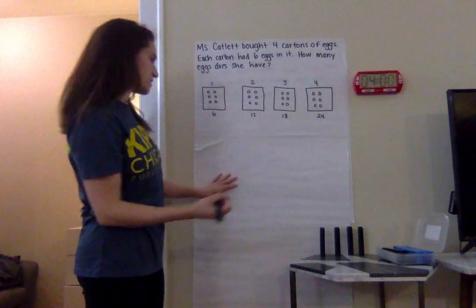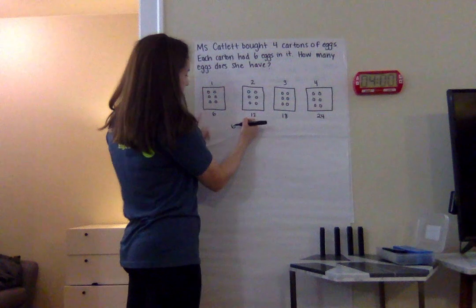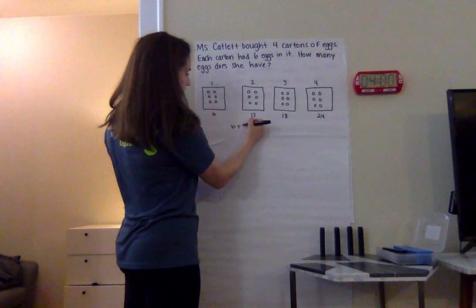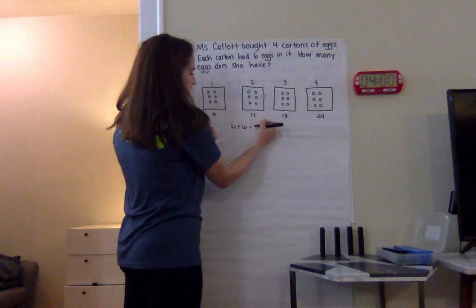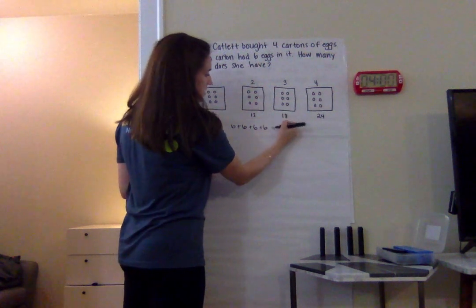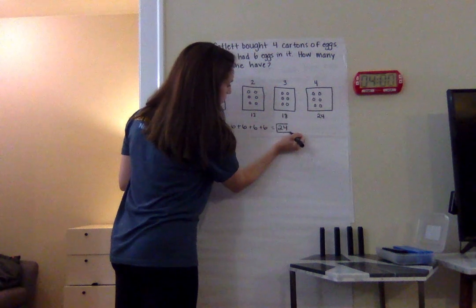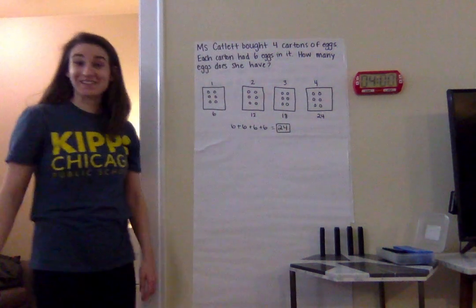Oh, okay. What number sentence could we write to represent this? 6 plus 6 plus 6 plus 6 equals 24. She bought 24 eggs in total.